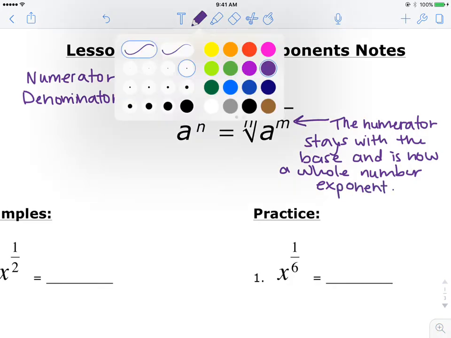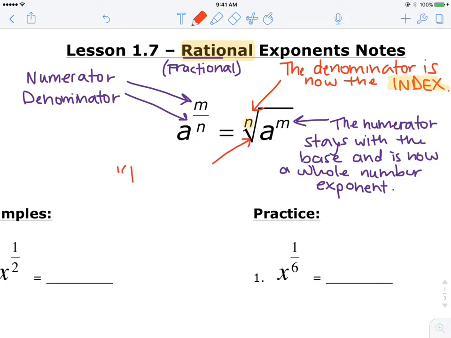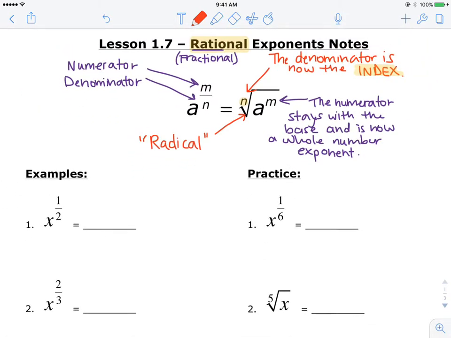All right, now I'm going to do a different color. This is my way of making sure you understand this is very different. This number here, what was the denominator, is now your index. Again, you don't really know what index means yet. Just think about it. It's this little number right there tucked into the radical sign. Actually, I should point that out too. This we're calling the radical. I'm not going to call it the square root sign anymore because it is no longer always a square root.